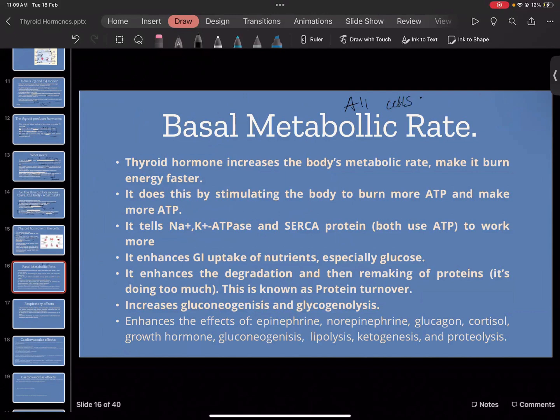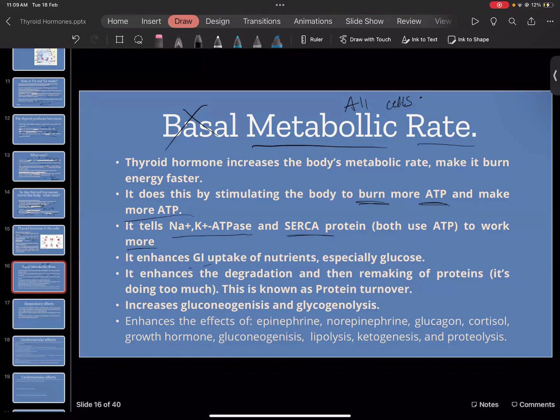Okay? So what do we mean by basal metabolic rate? I want you to ignore basal and just focus on metabolic rate. What does metabolic mean? It means using energy, right? Or doing processes. So thyroid hormone tells any cell to use more energy. It tells it to make more ATP. It tells it to burn more ATP, to make more ATP. And it tells the sodium-potassium ATPase and the SERCA protein, which we'll talk about later, to work more.